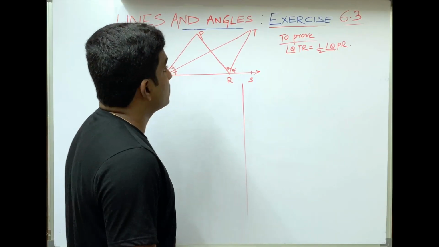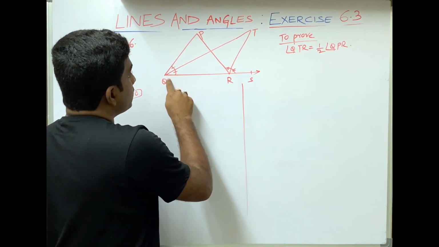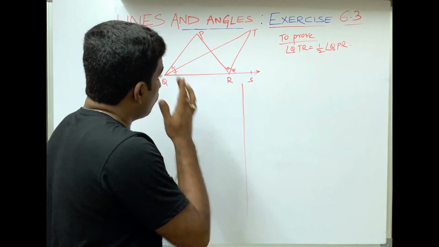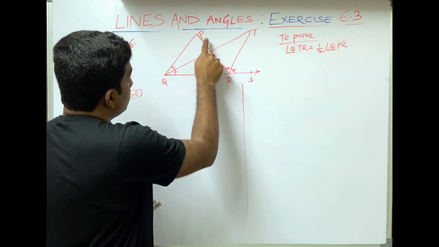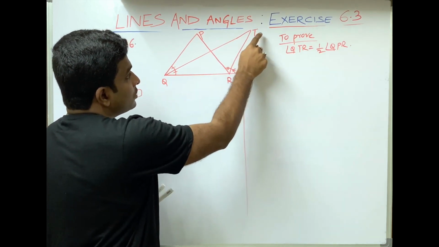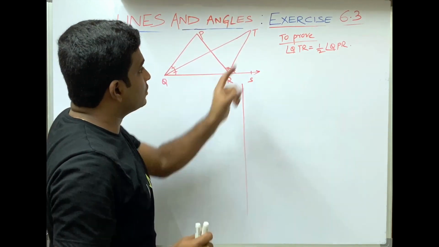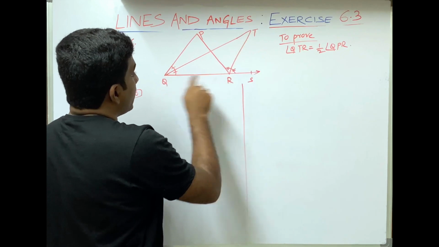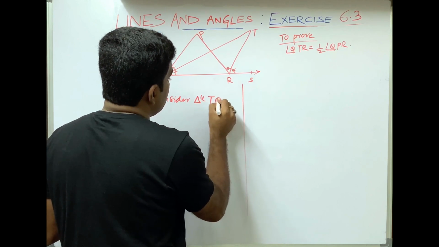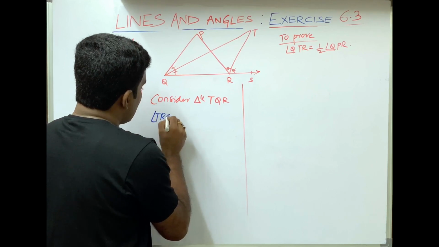Coming to the last problem in exercise 6.3. The problem we have to do is prove angle QTR is equal to half of angle QPR. What we'll do is, in angle PQR, TQ and TR bisectors join at point T. Now first we'll consider triangle TQR. In triangle TQR, angle TRS is an exterior angle.